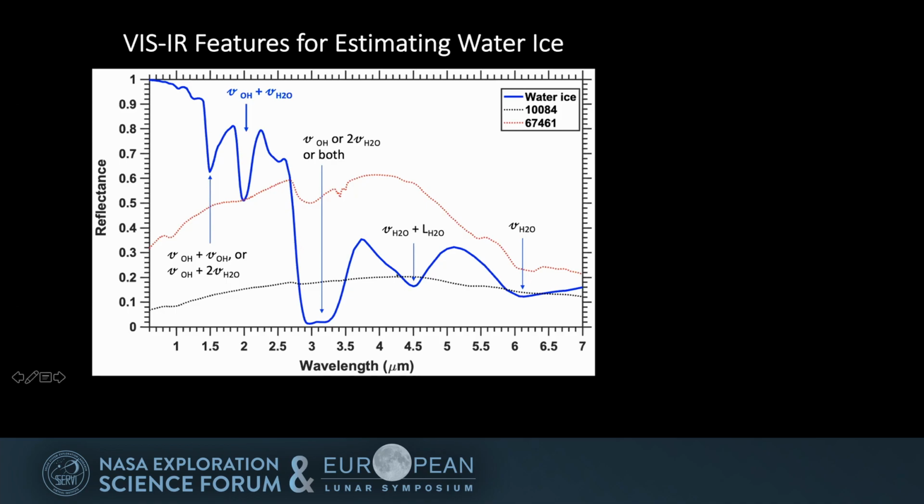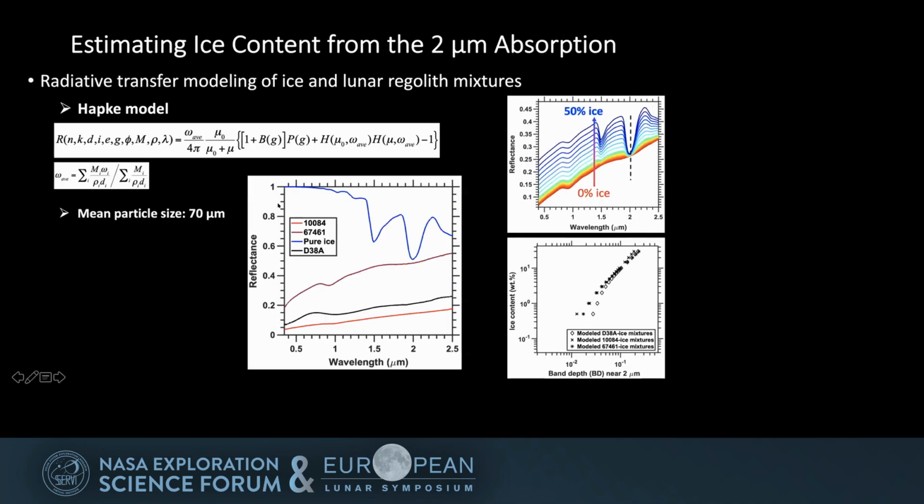And the reflectance in the mid-IR feature is relatively low in comparison to visible, so maybe emission spectra will be more useful than reflectance. Again, the focus of this work will be estimating ice content from the 2-micron absorption, and we use two different ways to quantify the ice content.